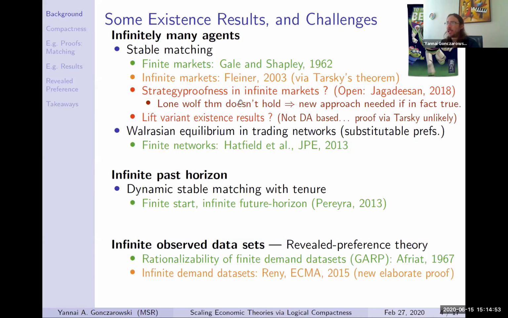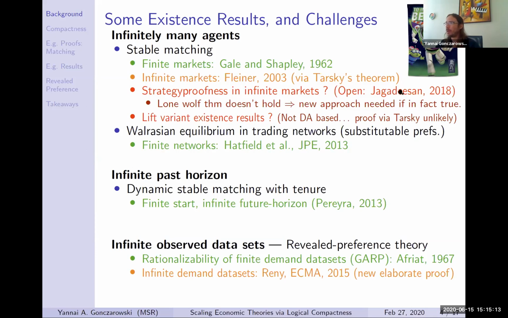And the challenge here is that usually in matching markets, we prove strategy proofness by appealing to the lone wolf theorem. That's a one-to-one version of the rural hospitals theorem. Maybe some of you have heard about it. It says that if you're unmatched in one stable matching, you're going to be unmatched in all stable matchings. And this is known.